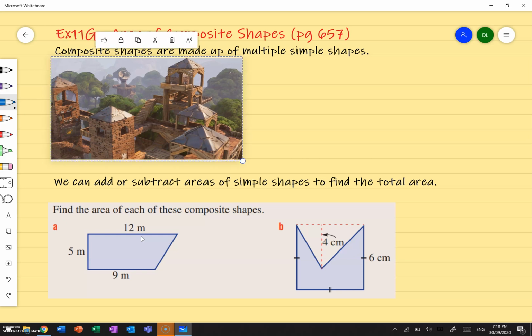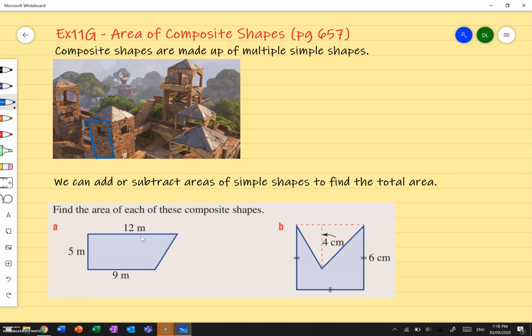For example, in this building over here, I've got a rectangle over here, and a piece of triangle over here, and a triangle over here as well, and then another rectangle. You can see that these pieces are made up of many different individual pieces as well. So it's a good idea that we understand how to apply our understanding in different situations. We can add or subtract different areas of simple shapes to find the total area.